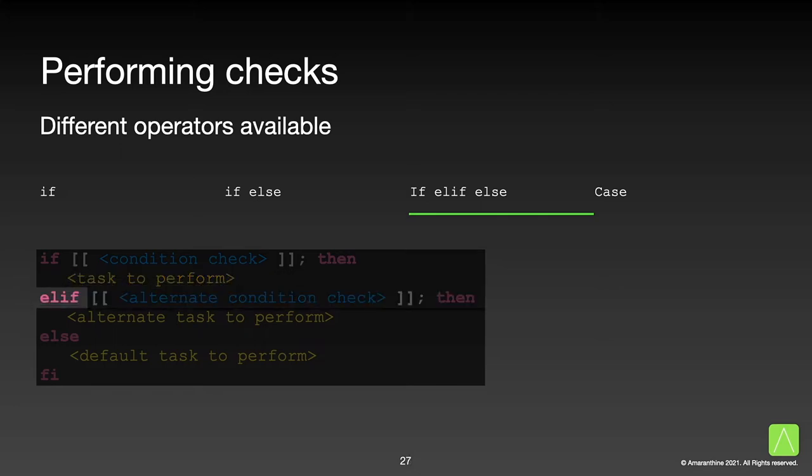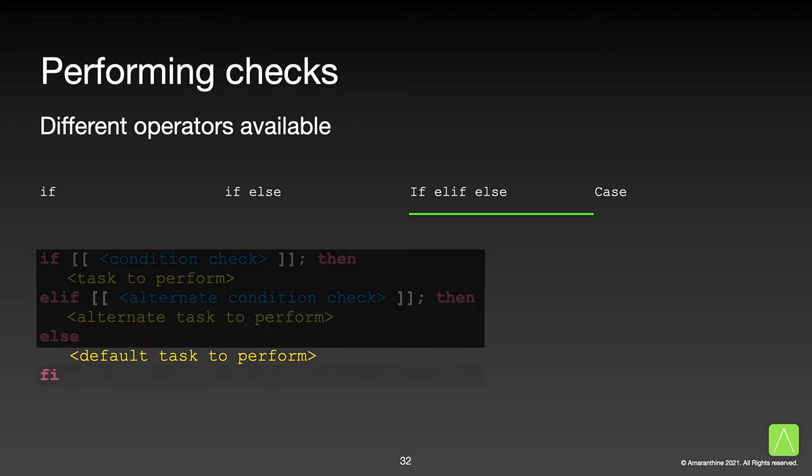followed by the elif keyword, and another condition check which will be performed only if the previous condition check failed. So this could be an alternative condition check, followed again by the then keyword and a list of tasks or commands that should be run if the alternative condition check is successful. And in the end, we can have a default fall through for an else, which is the last alternative where we perform a default set of tasks. All this again closes with the fi, or the reverse if.